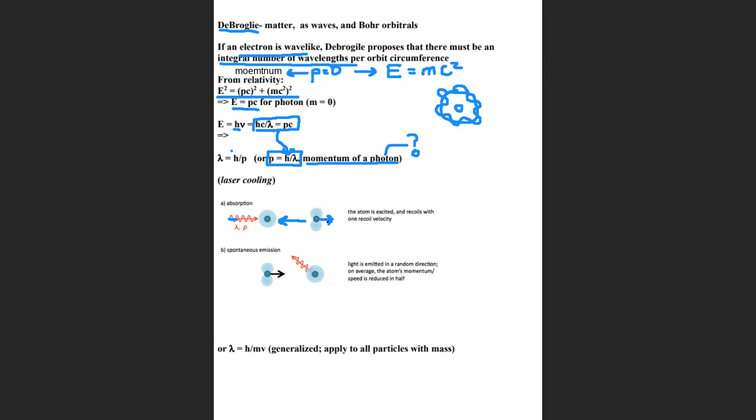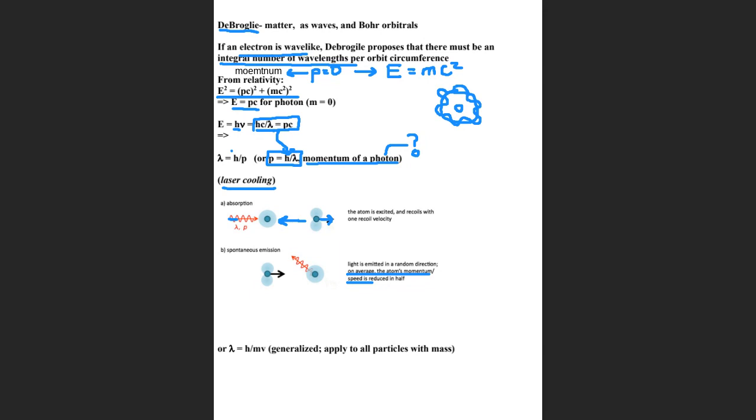The atom emits radiation later because it's been excited, and on average, that can go in any direction. So on average, the atom's momentum or speed is reduced by half. So the atom has been cooled by the radiation from the laser. Hit an atom with enough photons and you can bring it to a stop. And that is the whole idea behind quote unquote laser cooling. So the momentum of a photon is a thing. It's a really real thing that actually gets used in various physics or chemistry experiments.